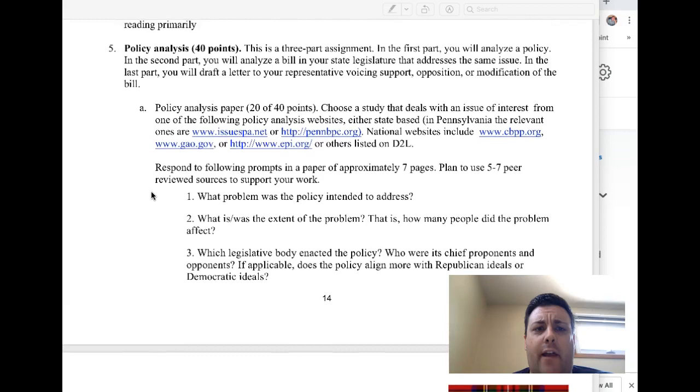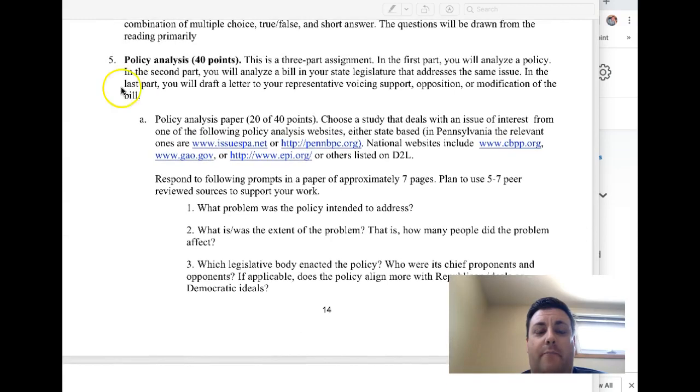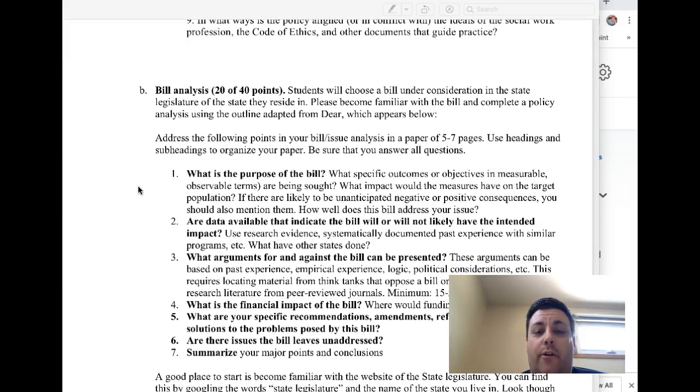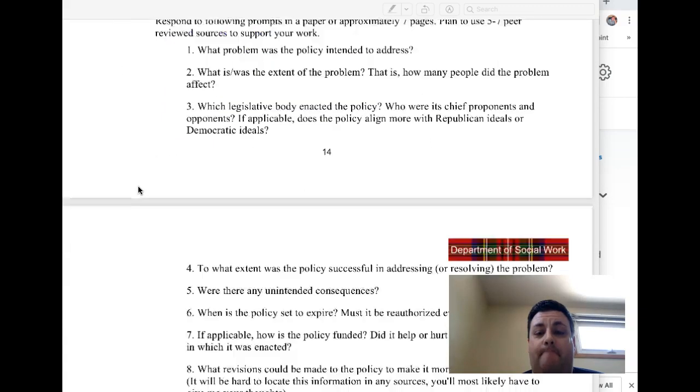So let's talk about 5A and 5B here for a second. One of the things we talk about in the lecture this week is how oftentimes policies are passed that modify other policies. So what we sort of get is this piling up kind of thing of policies, and that's sort of what 5A and 5B are based on. So in 5A, what you're doing is you're going to analyze an existing policy. And then in 5B, what you're going to do is look at a bill that's under consideration that relates to the same issue that you looked at in 5A.